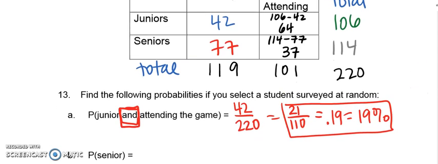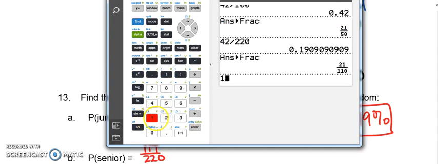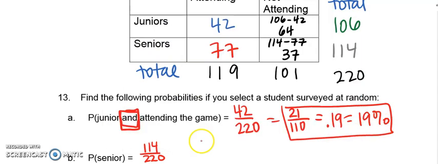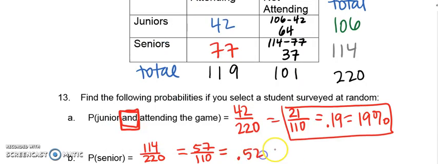Okay, so let's look at the next one. Senior. So the total number of seniors here is 114. So 114 over 220, go into the calculator, type it in, and then hit math enter, and it's 57 over 110. And then we also want to look at our decimal, and it was 0.518, so that's 0.52 when you round, so 52%.